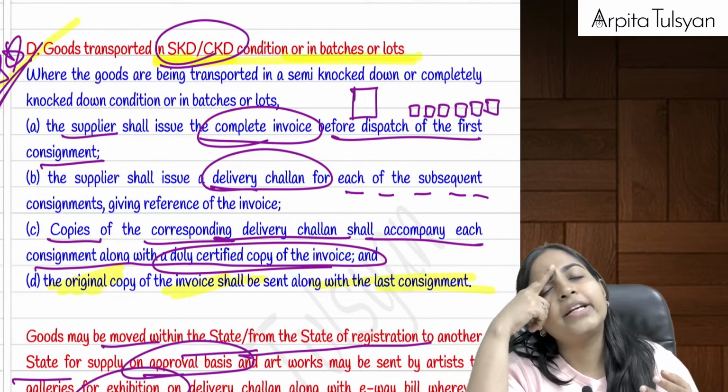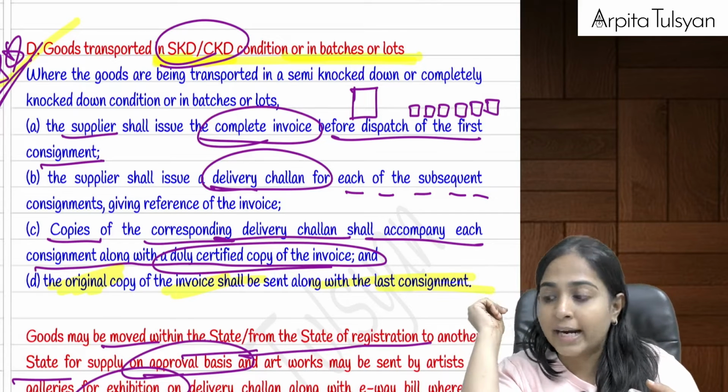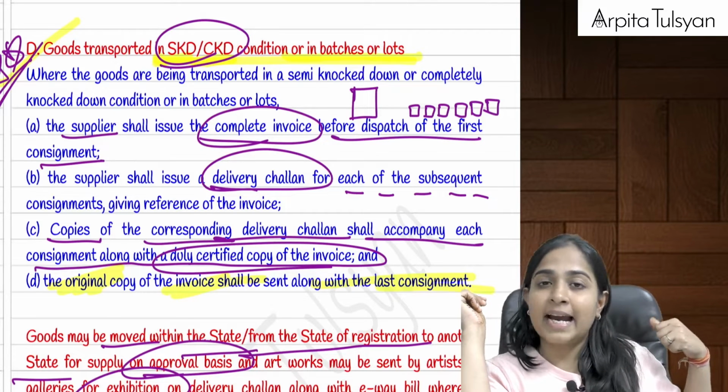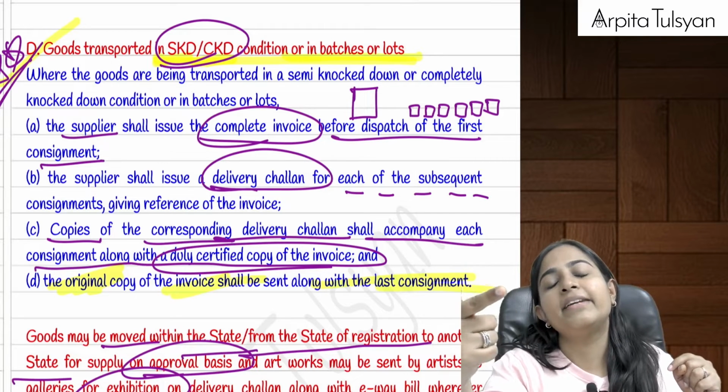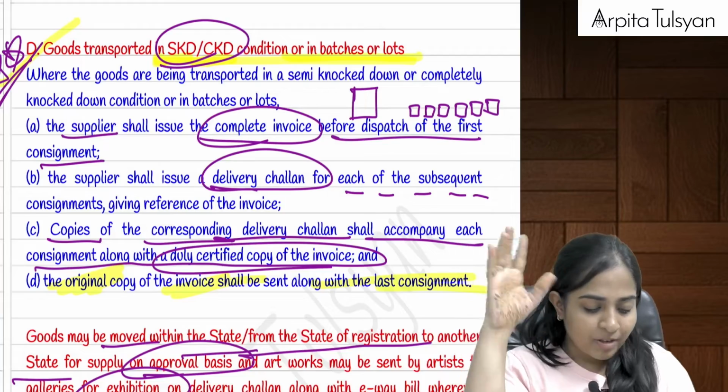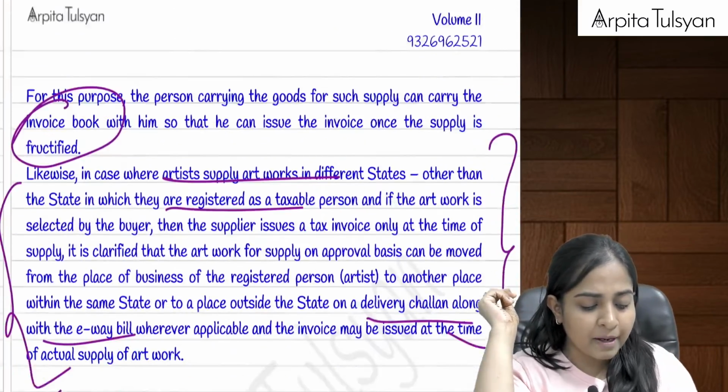You will get the original invoice only when you receive the last lot of goods. Do you recollect we had studied this in the ITC chapter also, that the supplier is required to pay the GST at the time of sending the first lot of goods, but the recipient will get the ITC when he receives the last lot. So the same corresponding thing has come up here.